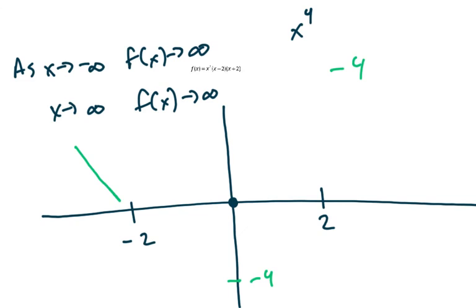Wait, I made a mistake here. Sorry. This is going to cross at negative 4. This is going to cross here. So it's going to look something like so.